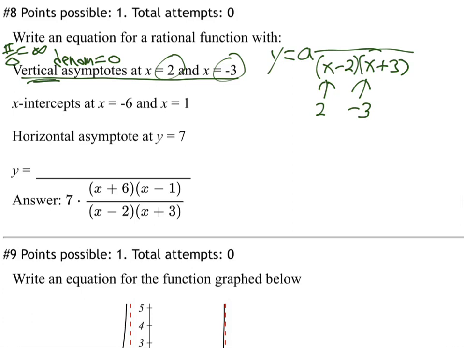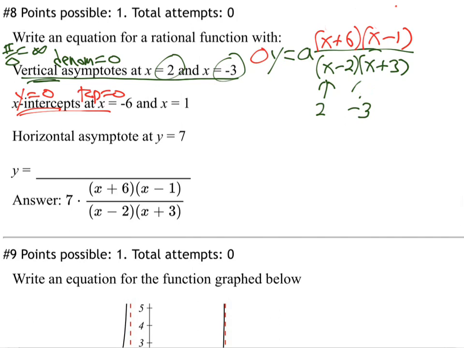Now, what about the top? Well, x-intercepts, remember, that's what makes the top equal to 0, because an x-intercept is where y is 0, and you make y 0, the whole function 0, by making the top 0. So that's going to be x plus 6 and x minus 1, again opposite, so that if we plugged in negative 6 or positive 1, we'd make the top 0, which makes the whole fraction 0, which makes y 0, which is an x-intercept. All right. You've got it.